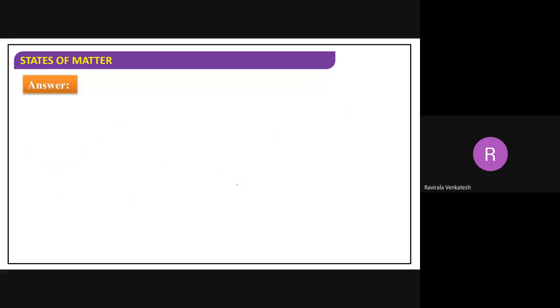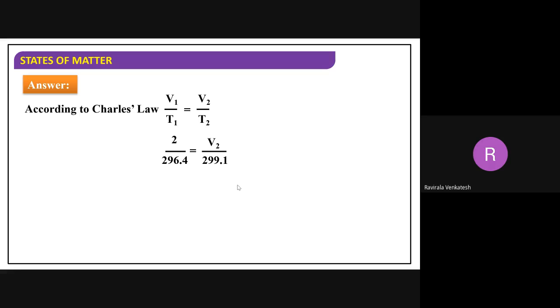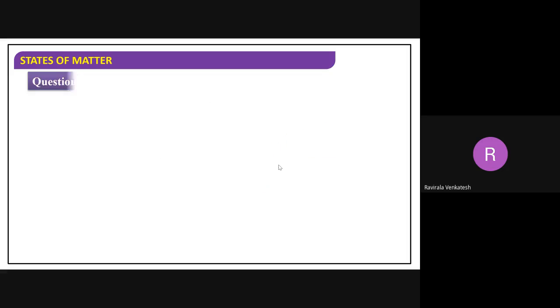Now what formula are we taking, beta? V1 by T1 is equal to V2 by T2. So substitute that. What do we get? V2 is equal to 2 into 299.1 divided by 296.4. Then if you cancel this, what happened? We get 2.0188. This is the problem.